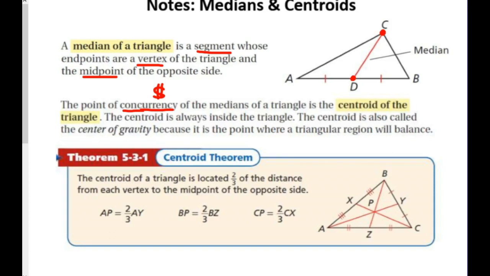So we should get a relationship of the segments when we make a centroid of a triangle. Now, look what I circled right here. What does it say? Center of gravity. So I'm going to show you something.